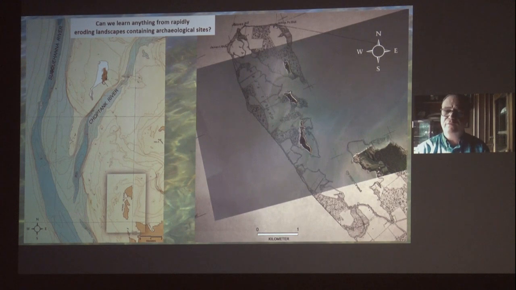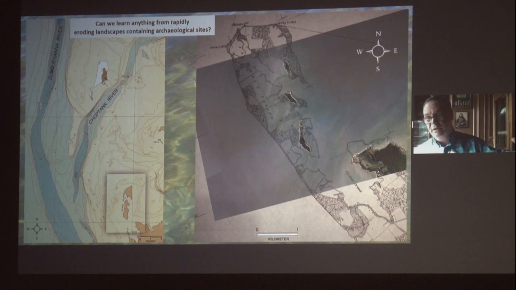Can we learn anything from rapidly eroding landscapes containing archaeological sites? You'll see this reconstruction. You have Sharps Island there in this one map on the left. However, we're going to focus on James Island. James Island's a big landscape, and I've watched it melt away into the Chesapeake Bay. There were sites there, but we're going to show you what the rate of erosion is.